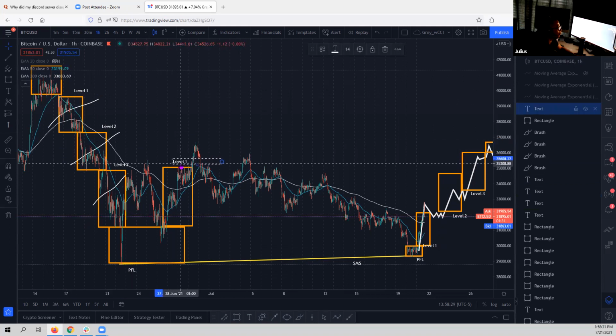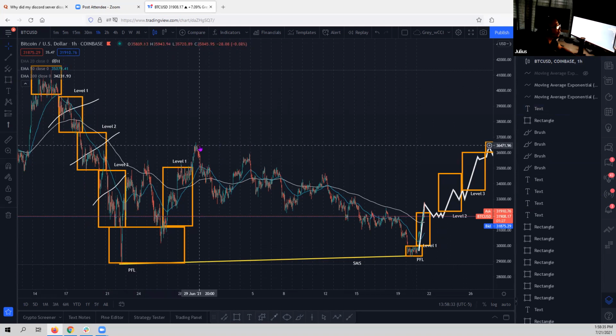We have a level 1. We're expecting this to create a new level 2, but it doesn't. Take a look what it does. Just bumps up a little bit, and then it drops. And what happens is when it drops, the price action starts to go sideways.